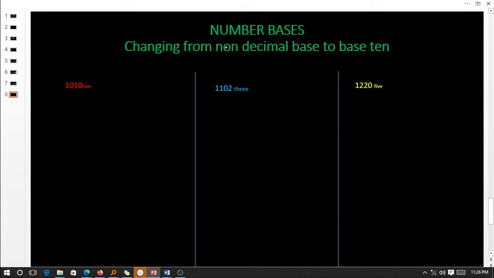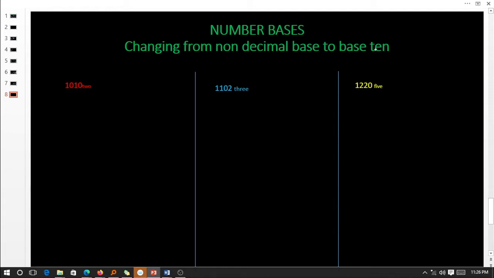Then from there we have been expanding them. I think now you are an expert when it comes to expanding number bases. Then here we are going to change from a non-decimal base to base 10. Now what I have to tell you is what we call a non-decimal base. These are other bases right from base 2 to base 9.